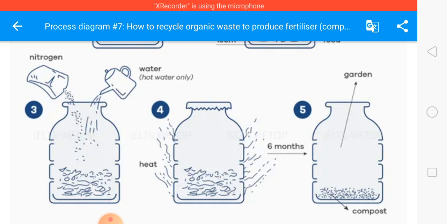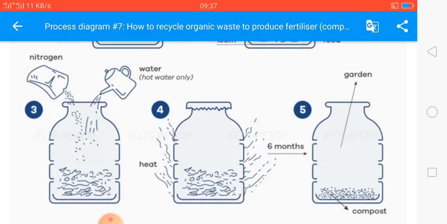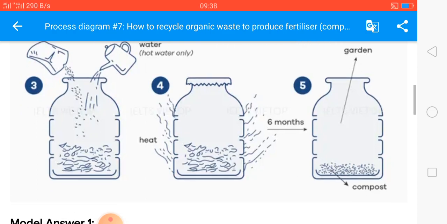And the fourth stage is that when the hot water is poured, heat is generated in the material, and that heat comes out of the holes. And after that, the next stage, stage number 5, this stage continues for 6 months, and the compost is ready after the 6th month, so that it can be used in the garden or anywhere else.